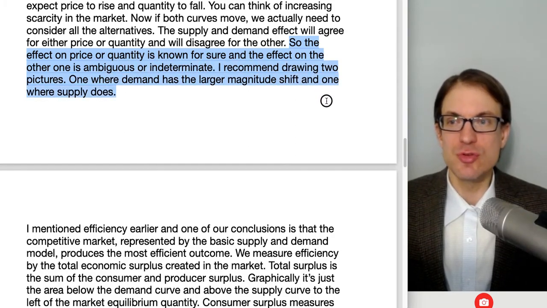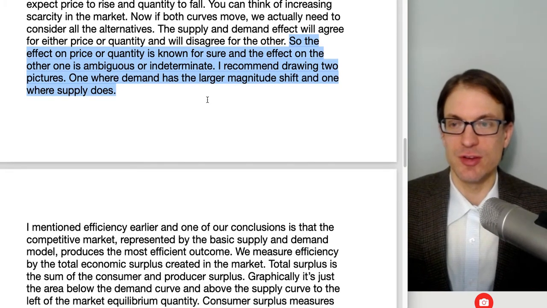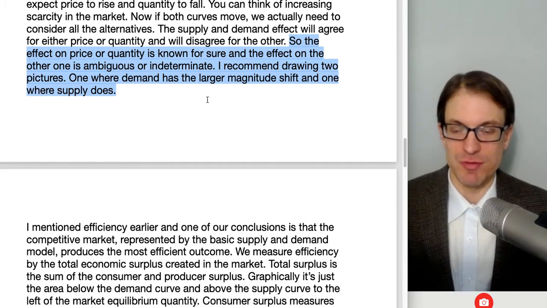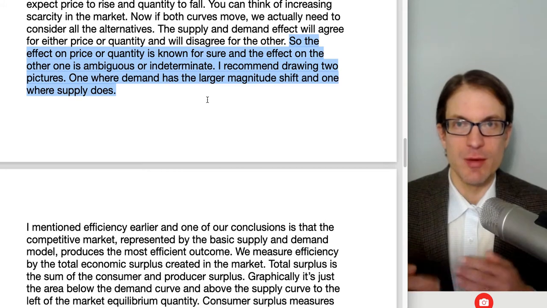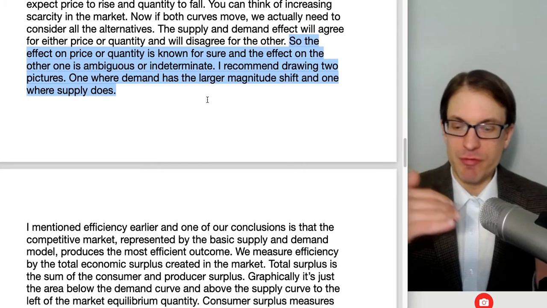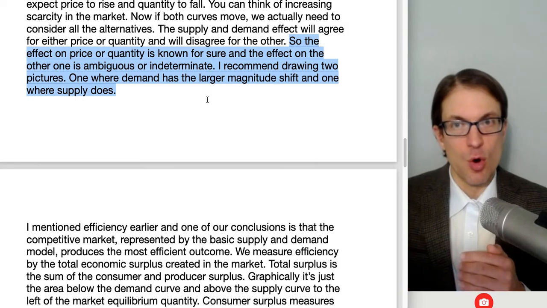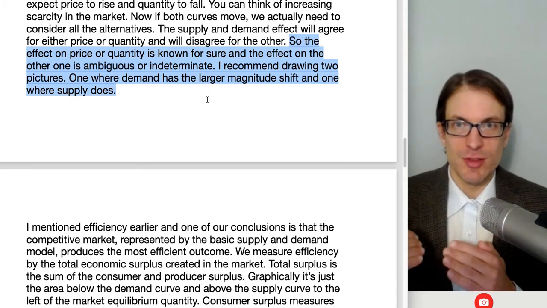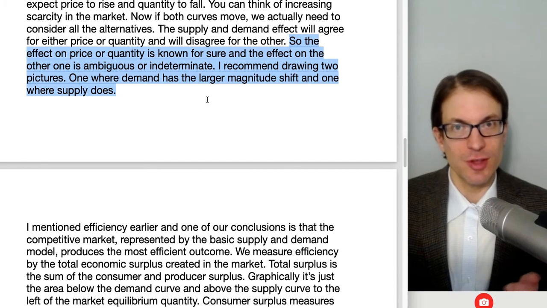I recommend drawing two different pictures, one where demand shifts further than supply and one where supply shifts further than demand. But they've got to represent the same direction of shifts. So for instance, if you have a decrease in demand and a decrease in supply, leftward shifts of both, I would draw one picture where demand shifts further to the left than supply. Overall price is going to fall and quantity falls. If you have demand and supply both shifting to the left, but supply shifts further to the left than demand, overall price rises and quantity falls.